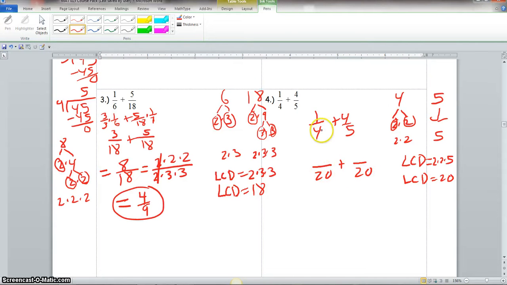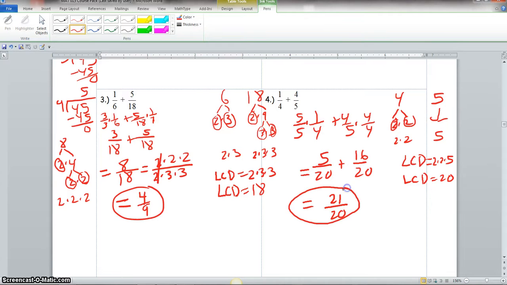Now, 20 divided by 4 we know is 5, so we'll multiply our numerator and denominator by 5. 5 times 4 is 20, and 5 times 1 is 5. Now, we would take 20 divided by 5, which we know is 4, and multiply our numerator and denominator by 4. So 5 times 4 is 20, and 4 times 4 is 16. Now we will add these together. Our denominator will stay 20, and 5 plus 16 is 21. And that is it for problem number 4.